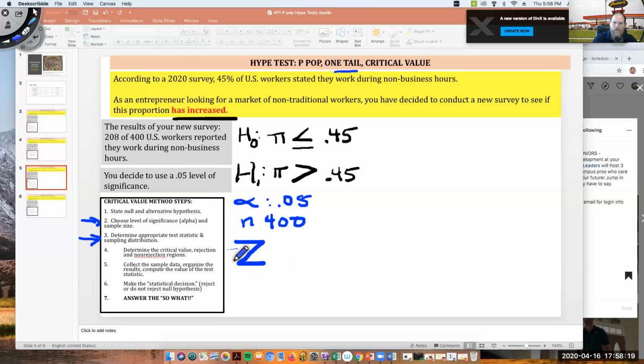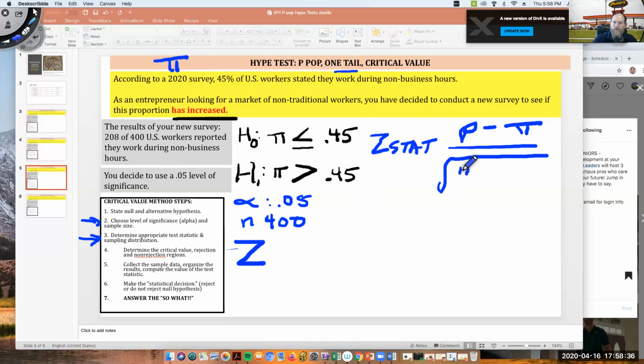So we're rolling with the Z because we're rolling with P-pop. And we know our friendly neighborhood Z stat. Once again, that is the incredible Z statistic: P minus P-pop over the square root of all that.